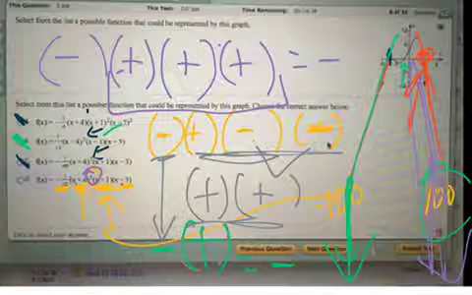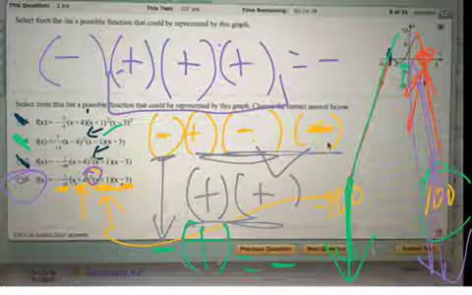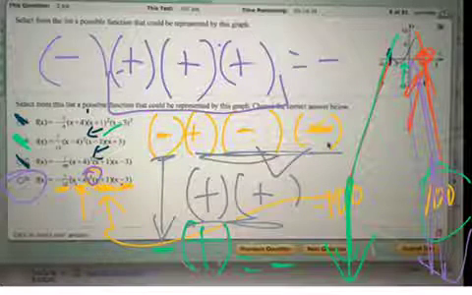So again, D is the only answer choice that makes sense, and there's my answer. Alright, hopefully that made sense.